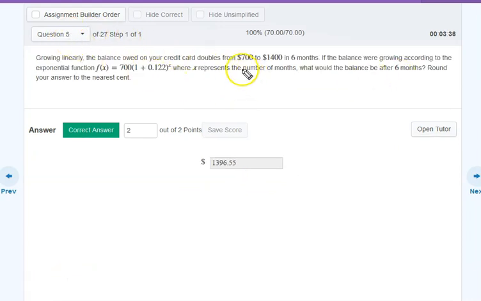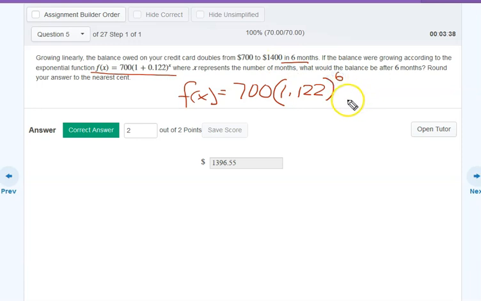Now for question 5, this is our function formula. So it'd just be a matter of substitution, 700. Now, since it's 1 plus this decimal fraction, we can just write it 1.122. That is, do the addition of what's inside here. And then now our exponent x we see is 6 months. Raise that to the 6th power and see what you get. Well, this is the answer, and again, correct.